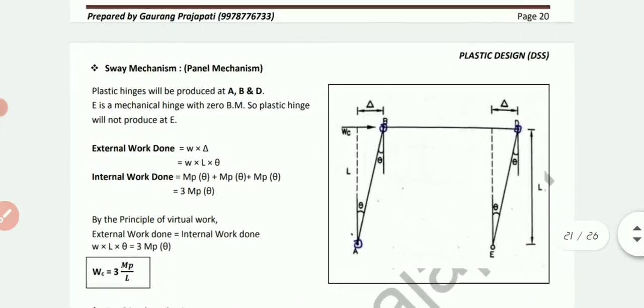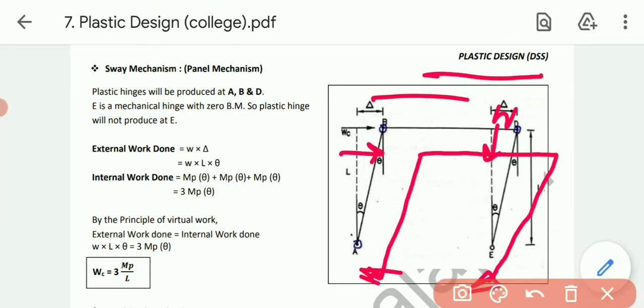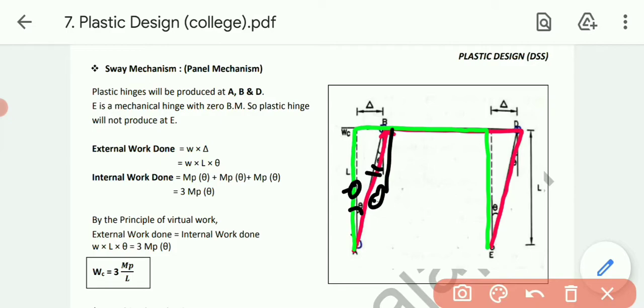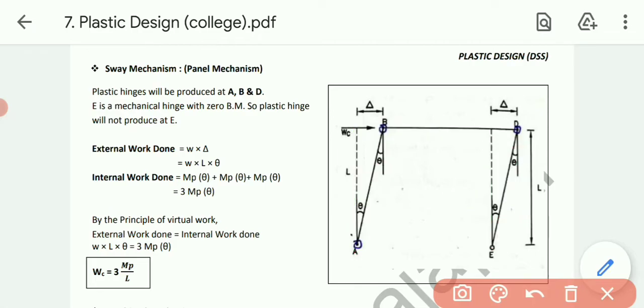This is our original figure. Now this one was our regular figure. Ultimately it will create an angle with them. First of all, this angle is theta, this angle also theta, over here this angle theta, and this angle also theta, like that. So as we can see, theta, theta, theta, theta.